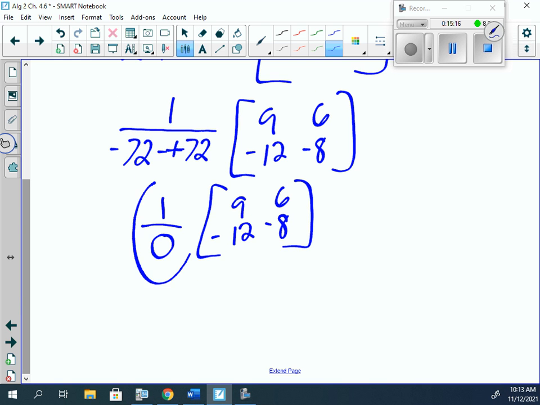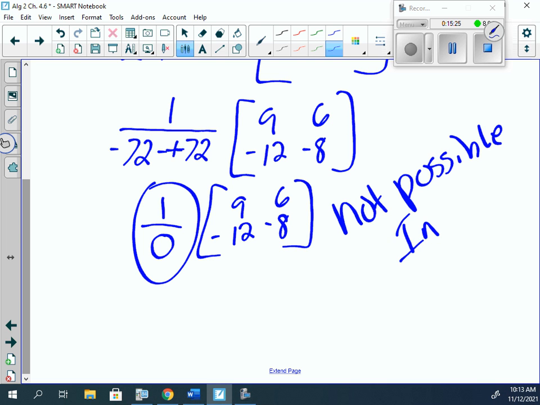Oh, wait a minute. Can we have 1 over 0? So this is not possible. Or we can say it is not invertible. It does not have an inverse.